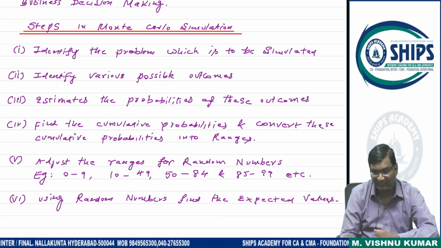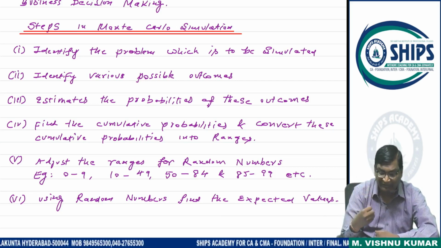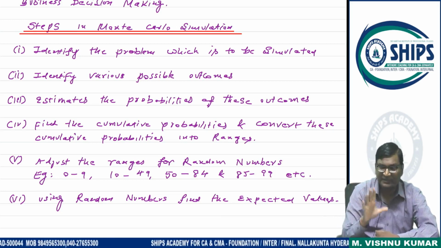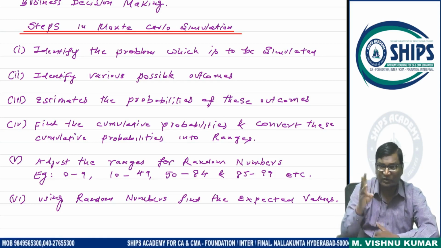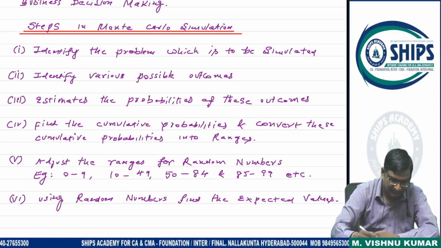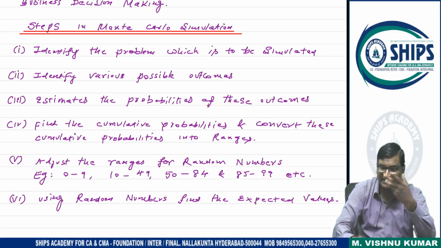Understand? That's why this is the second step. How many outcomes do you want? That many sets of random numbers you need. One outcome, one set only. Two outcomes, two sets. Three outcomes, three sets. Understand? Then estimate the probabilities, because every outcome is an uncertain outcome.